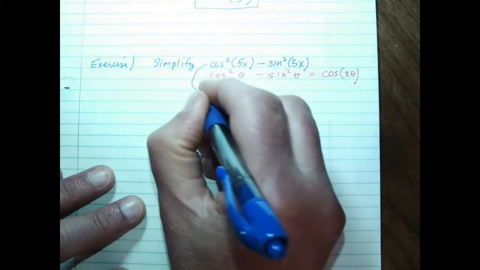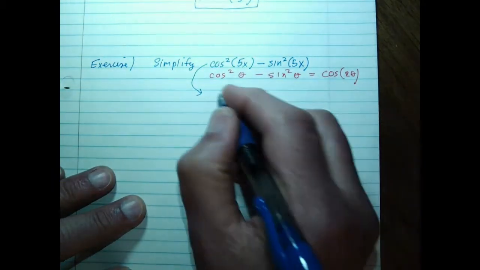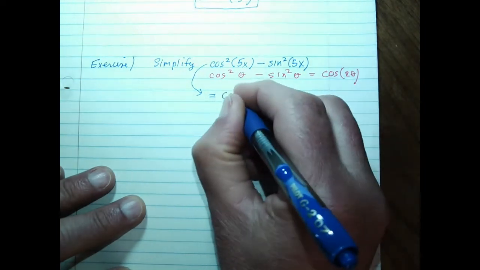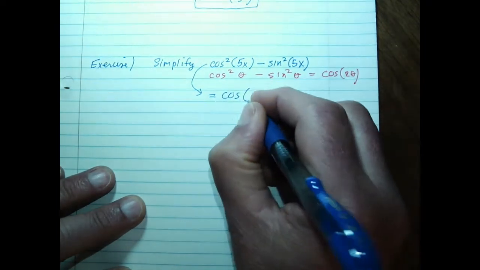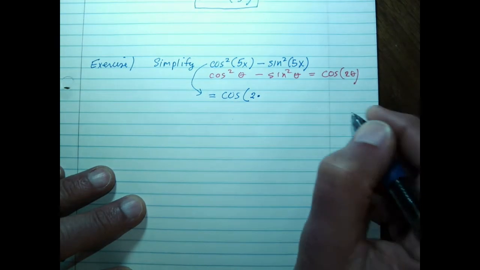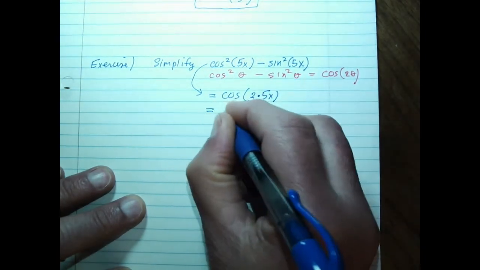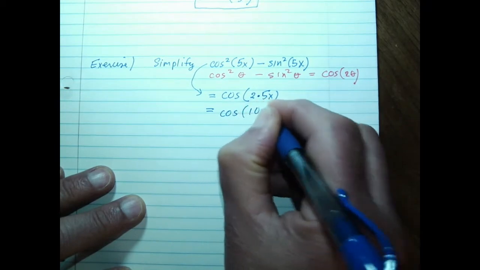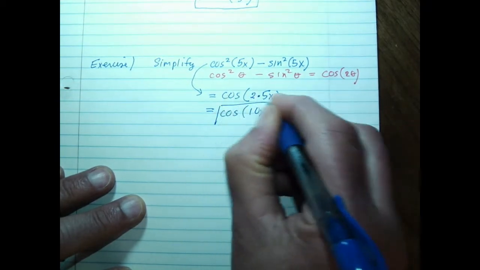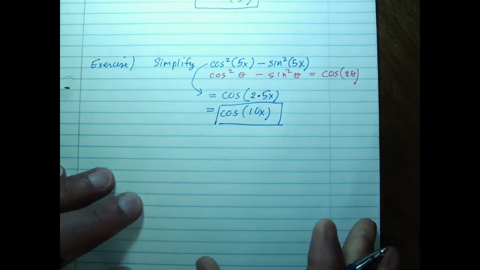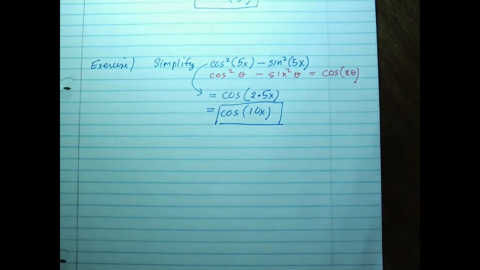Now we don't have a theta here, we have our 5x, so I have to think, okay, this is equal to cosine of 2 times 5x, because the 5x is my theta, or cosine of 10x. Wow, I even gave myself way too much space for that one, right? Okay, now let's do another. So I'm going to move right on to another example.